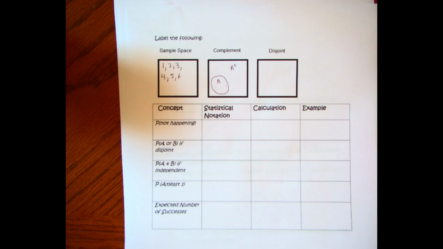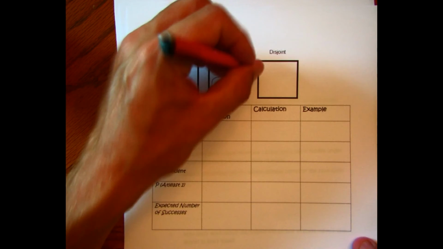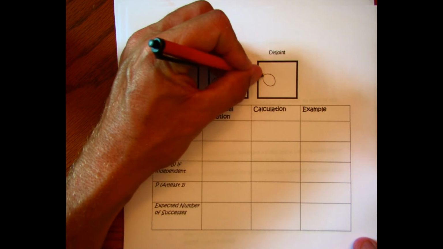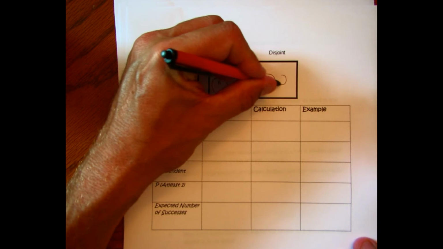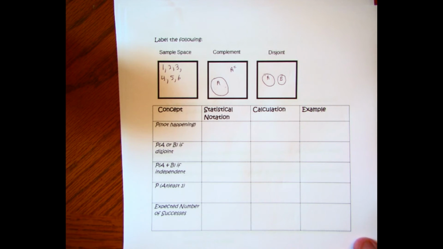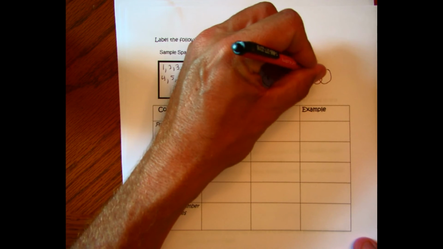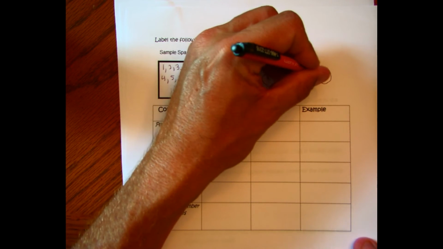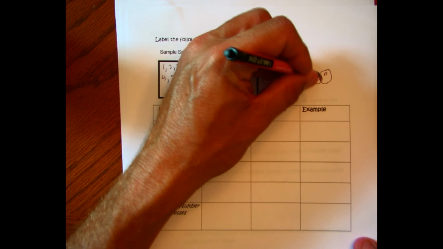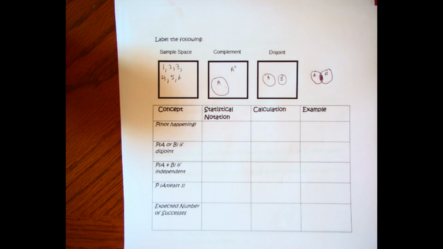So this is this whole region here that's not encompassed by A. Got it? Disjoint events are events that have nothing in common. So we have event A and event B. Those are disjoint. They have nothing in common. Now, if A and B were like this, those are not disjoint, because there is an overlap in here that A and B have in common. Those are not disjoint.